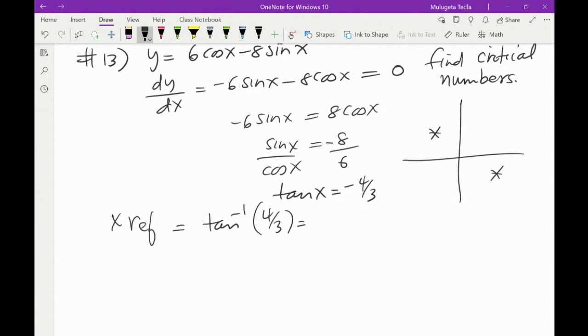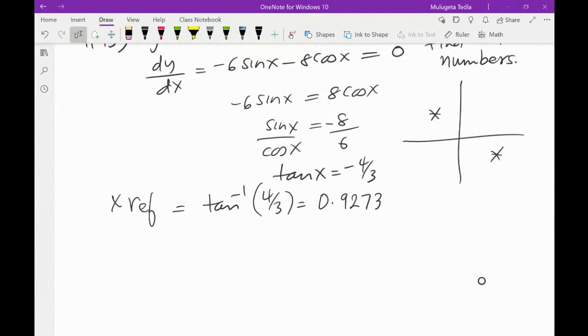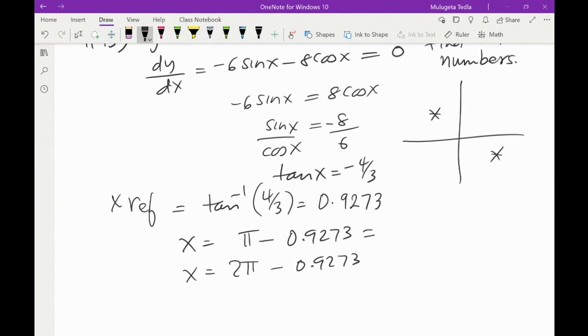We cannot use degrees, we use radians. So it's 0.9273 radians. Then the critical numbers are x equal to pi minus 0.9273 and 2 pi minus 0.9273. These numbers are the critical numbers.